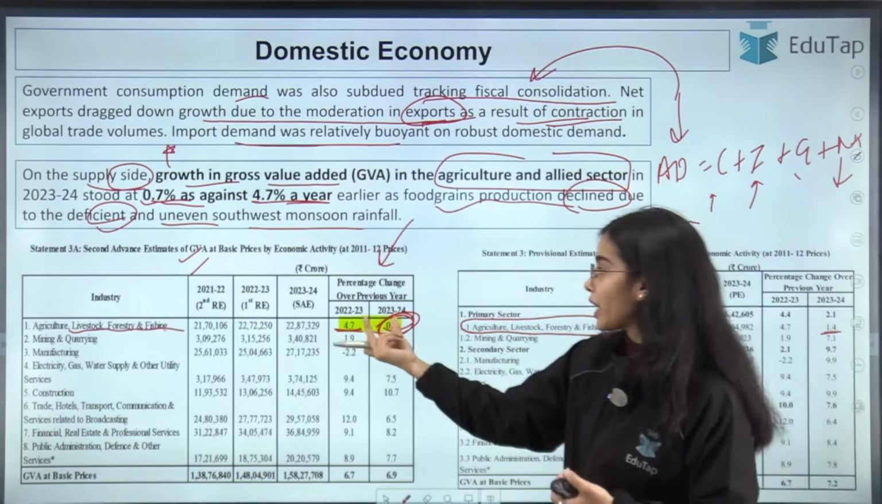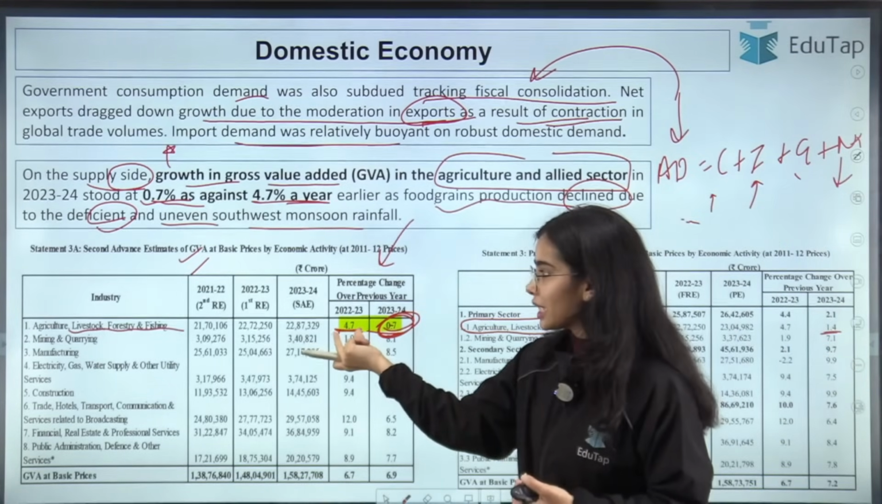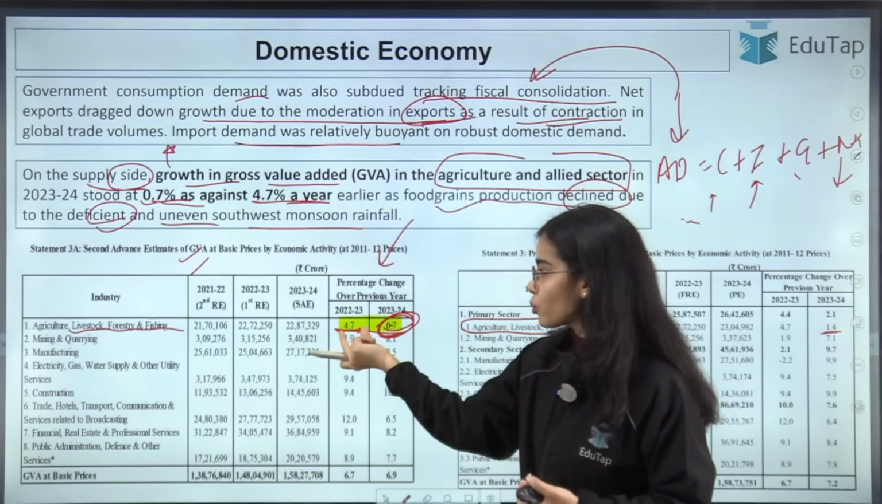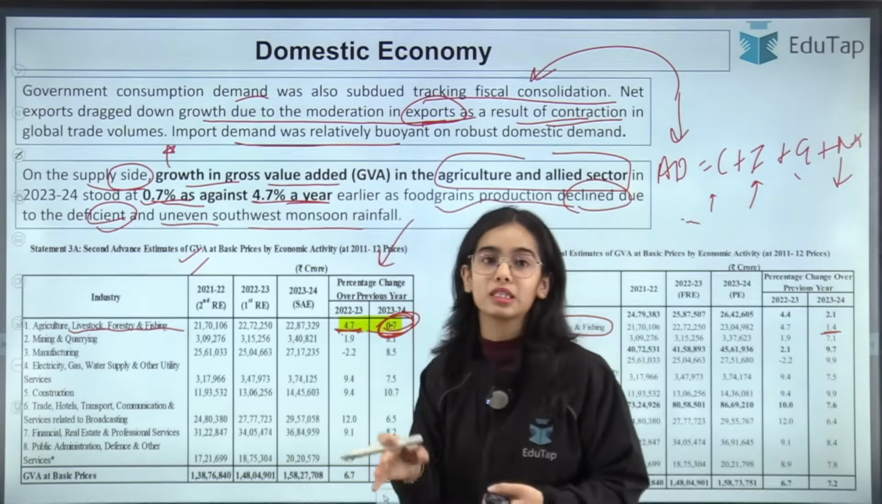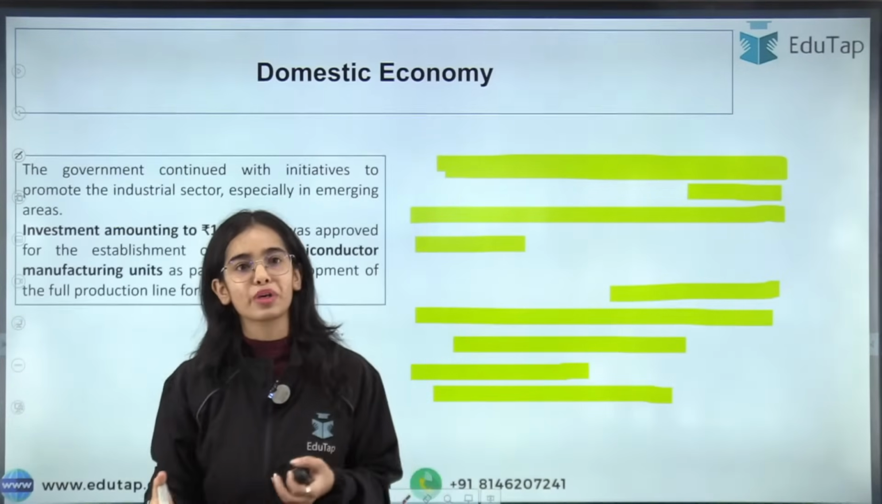As I've told you, climate change is becoming a problem, and that's why the food grain production has declined. And you can see that's why the agriculture and allied sector that was growing by 4.7% in the previous year has grown by 0.7% only in this financial year of 2023-24.